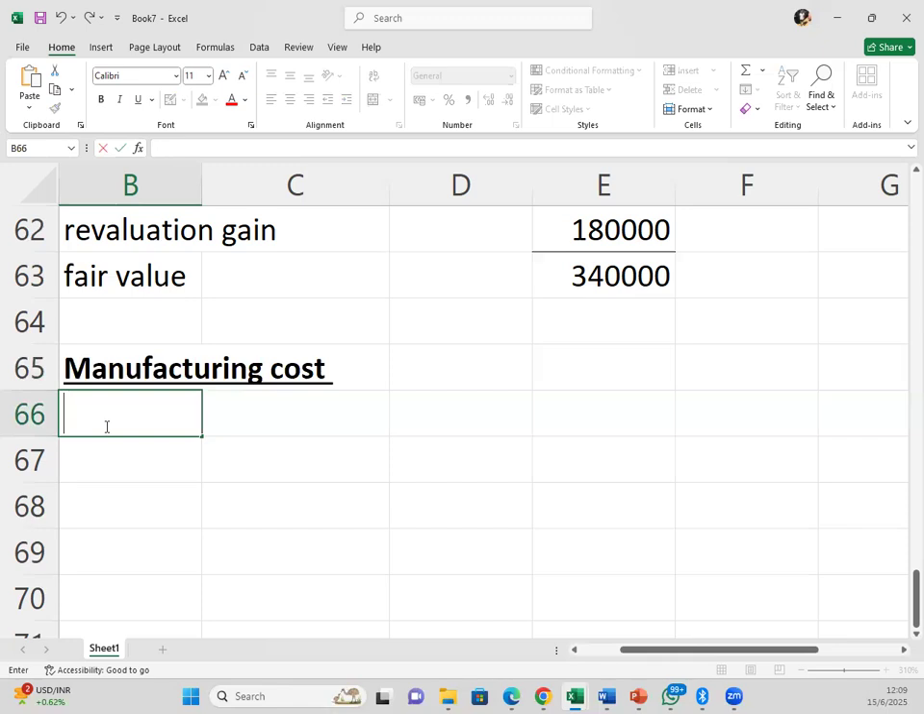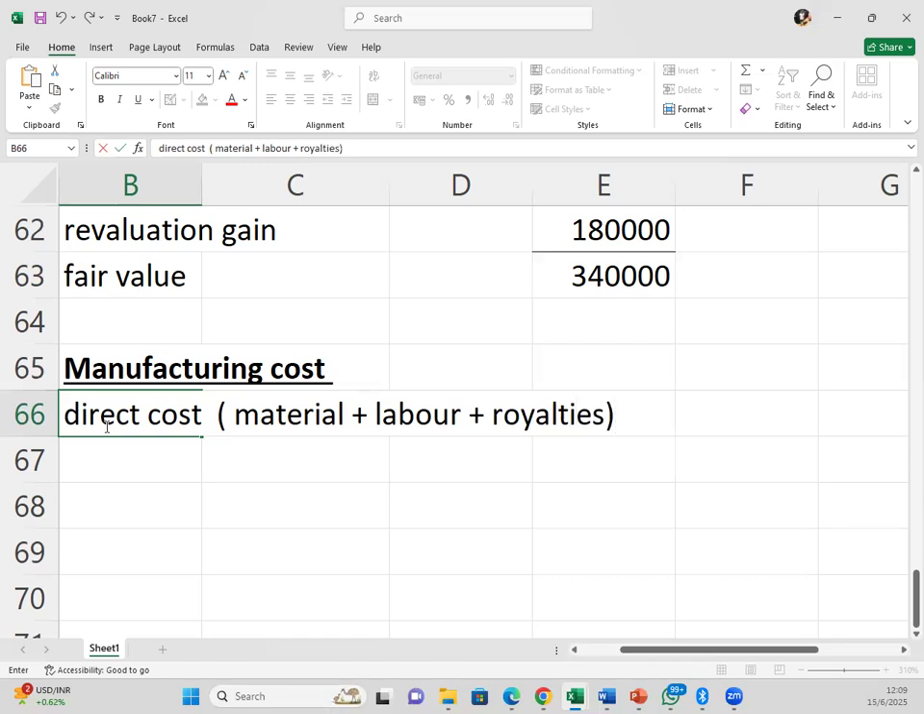So in manufacturing, we are going to incur the direct costs. The direct costs consist of the material cost, the labor cost, and other direct costs such as royalties and patents. These are the direct costs. We can have material, we can have labor, we can have royalties in production.